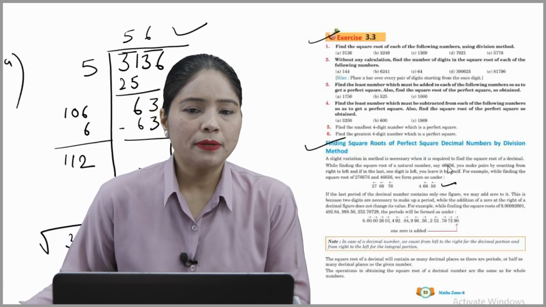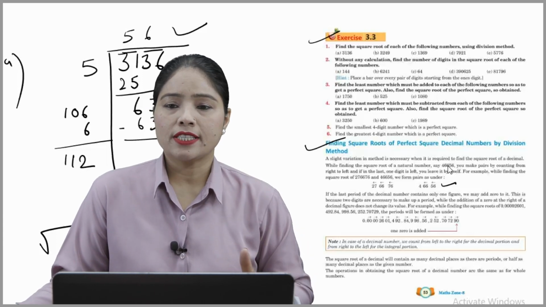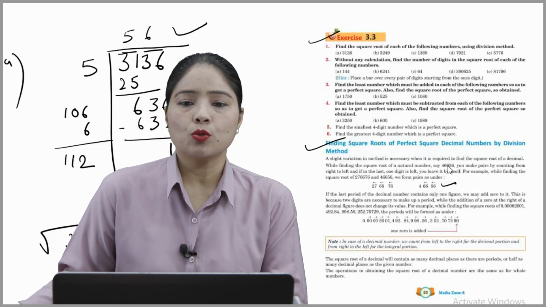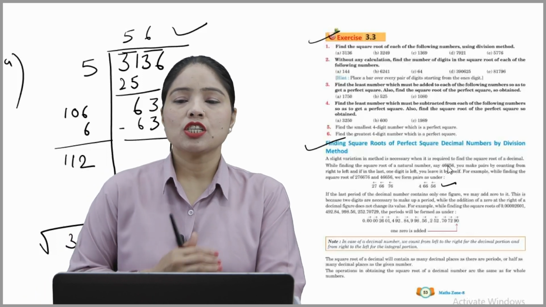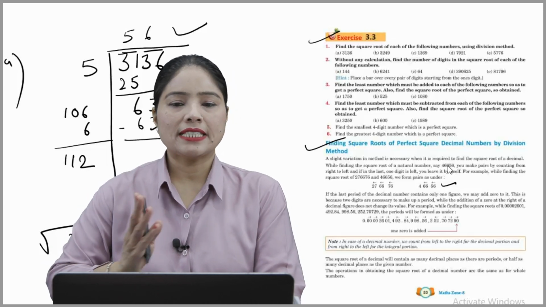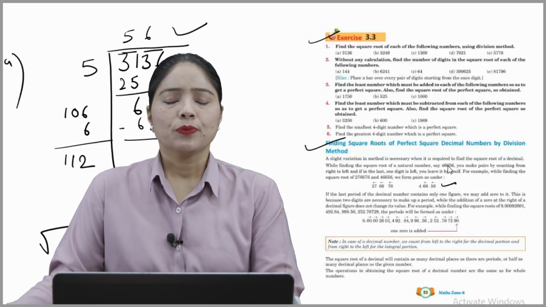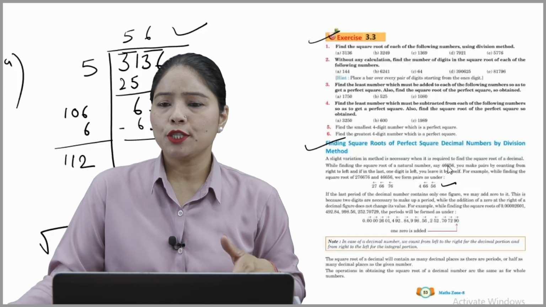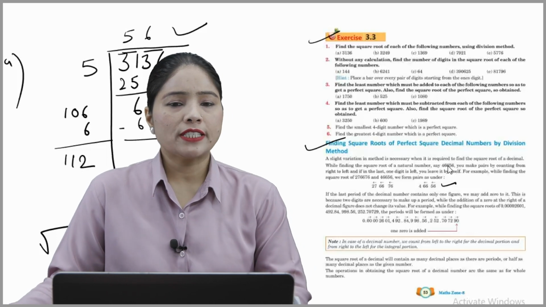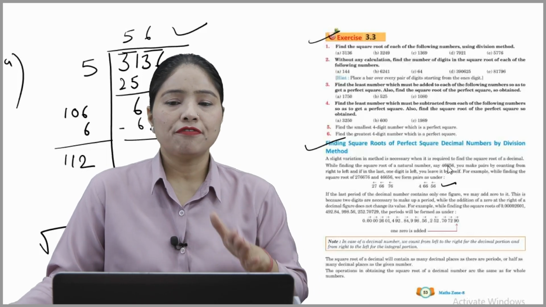After that, if the last period of the decimal number contains only one figure, we may add 0 to it. This is because 2 digits are necessary to make up a period, while the addition of a 0 at the right of a decimal figure doesn't change its value. If we put 0 after the decimal, the value doesn't change. For example, while finding the square root of 0.00002601, 492.84, 998.56 and so on, the periods will be formed as under.